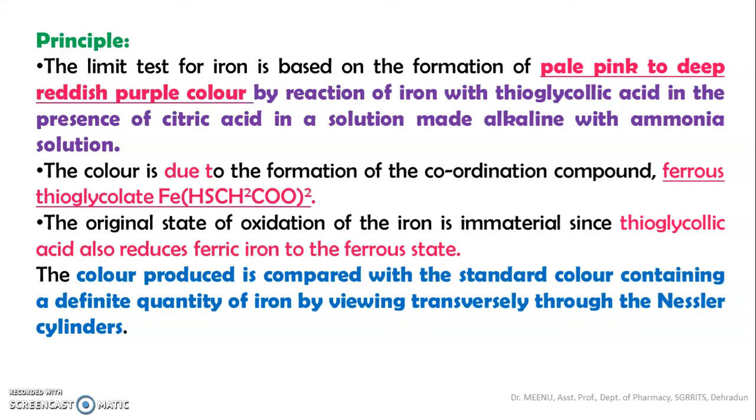Since thioglycolic acid also reduces the ferric iron to the ferrous state, the original state of oxidation of iron is immaterial. The color produced in the test sample is compared with that of the standard color, which contains a definite quantity of iron, by viewing transversely through the Nessler cylinder against a white background.